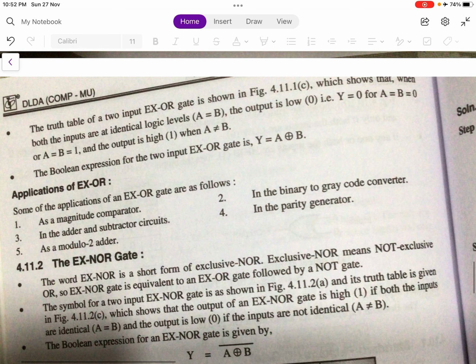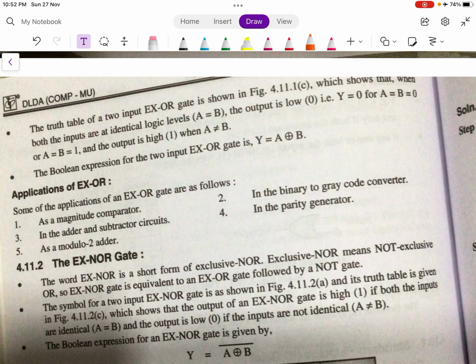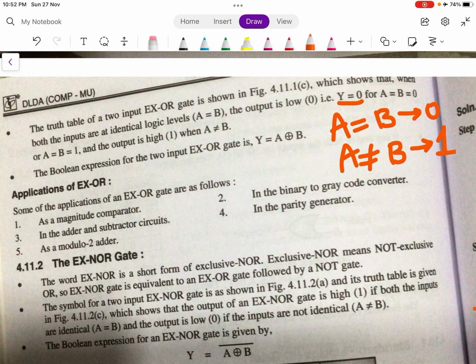The truth table of the two-input XOR gate is shown, which shows that when both the inputs are identical, that is A equal to B, the output is low. So when A is equal to B, output is low. And when A is not equal to B, the output is 1, that is high. The Boolean expression is Y equal to A XOR B.